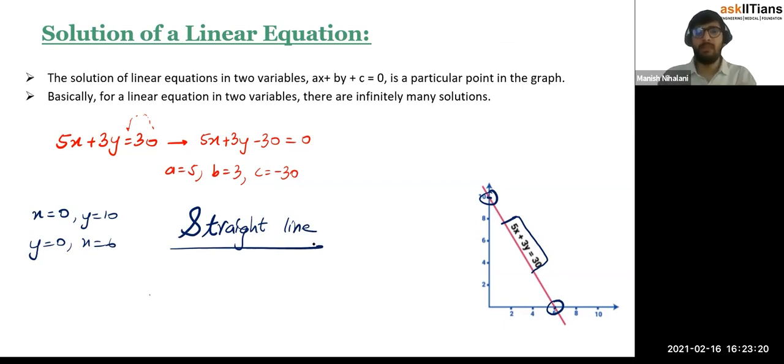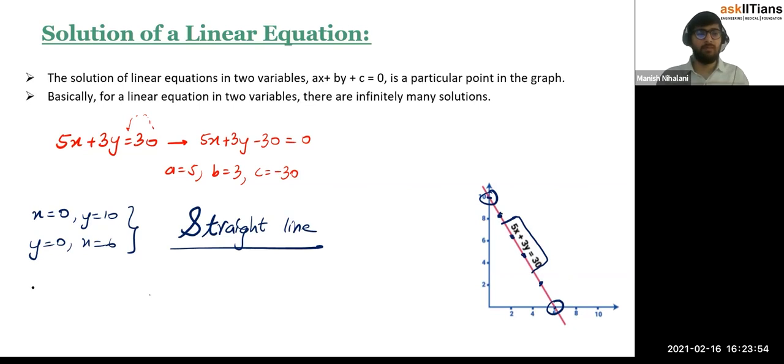Now it says for a linear equation in two variables there are infinitely many solutions. Yes, there are infinitely many, because we have just here considered only two possible sets of x and y, but there are many such points on this line. We can say there are infinite points on this line which will satisfy this equation. So all these points are called solutions.